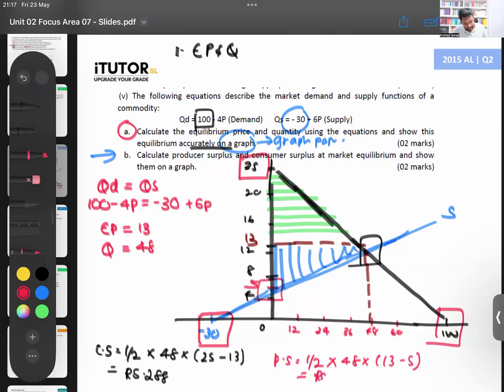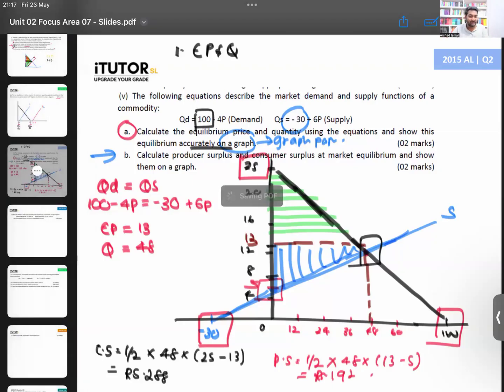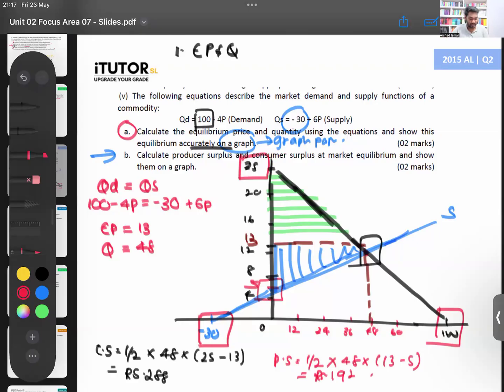192. Have they asked for economic surplus? Not needed. If they ask for economic surplus, add the 2 and give 288 plus 192. They have not asked, so individual is okay. That's part A and part B. These are easy questions, Lamai, not hard. Supply curve is using 5.